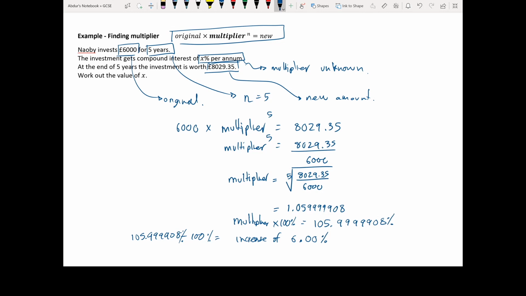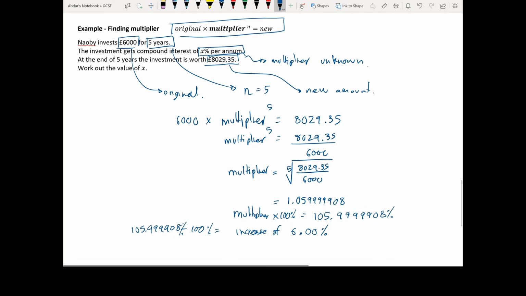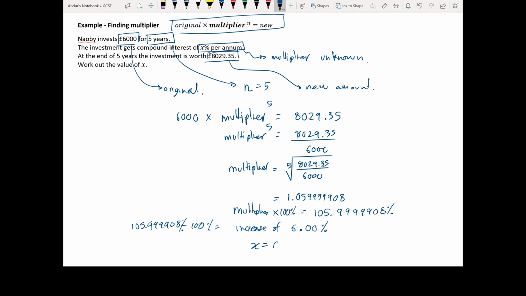So now I can go and answer the question. The question says the compound interest is X% per annum. Since I know what the increase of the multiplier was, I was able to work out this percentage interest. So I can then write down X is equal to 6%. That's what we were after, the percentage. So work out the multiplier first and then work out what the percentage increase or decrease may have been by looking at the difference from the original 100% to what our multiplier is as a percentage.